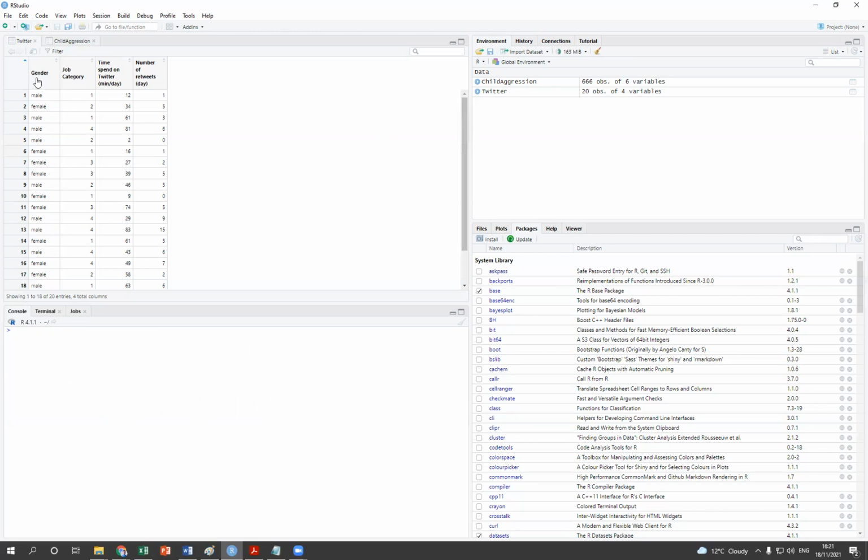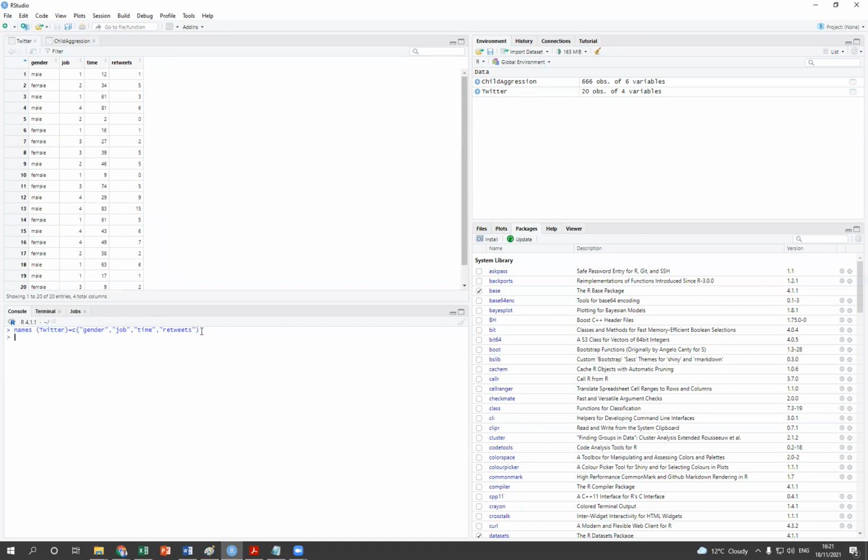So let me clean the console and start putting the variables in factors. First of all, the names are quite long and it's really hard to work with them. So it's better to actually put some shorter names for the columns. So what I do, I use names function, call the data frame here, and then use c function to give 4 names to the 4 columns: gender, job, time, and retweets. It makes life much easier for us.